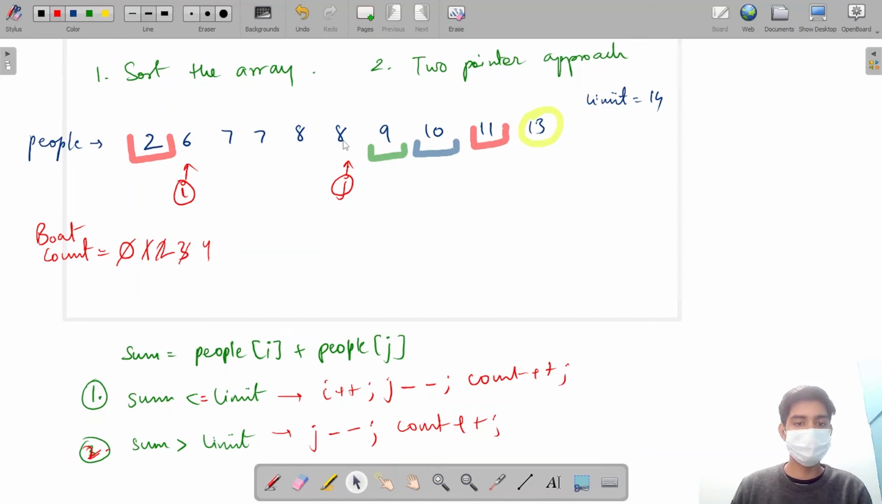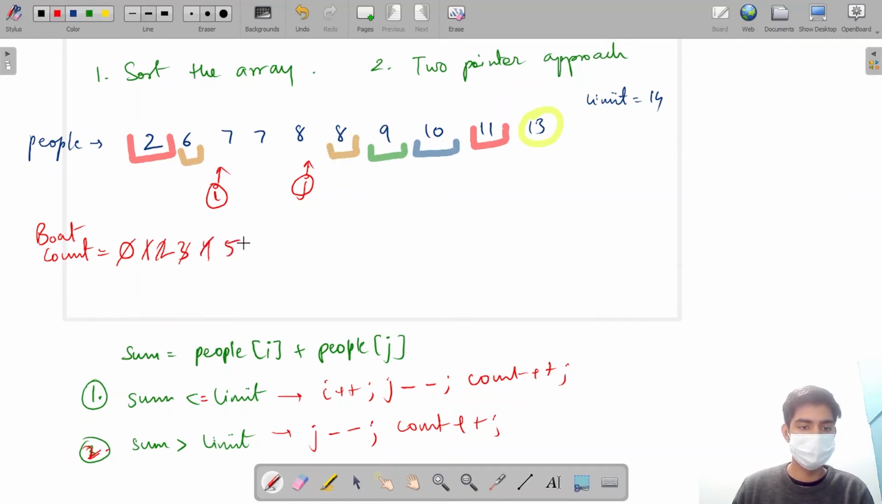Now 6 plus 8 gives me 14. So it means that I and j can go together now. Right? I and j can go together. So I'll increment my I, decrement my j, and include these two. So 6 and 8 are going together, and also increment my count, which is 5.